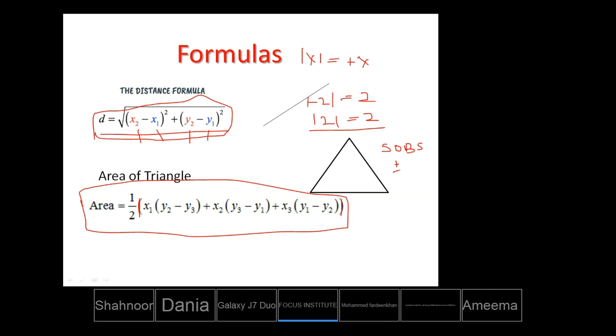Why do we use this modulus? Because area can't be negative, distance cannot be negative. You can't travel minus 100 kilometers, right? That's why we use modulus. You can't paint minus 20 square feet of wall, right? So a few things are always positive or zero, and we use modulus to represent those quantities.